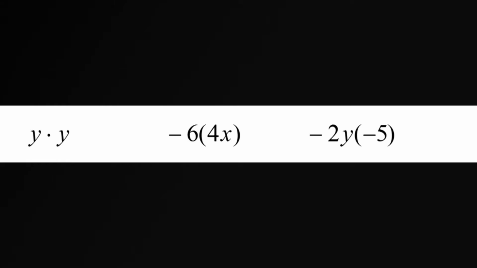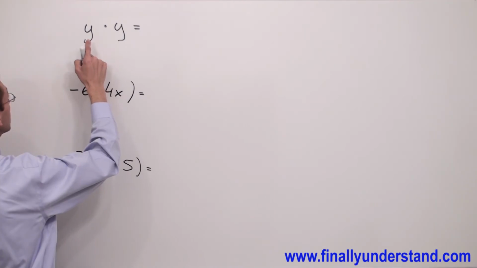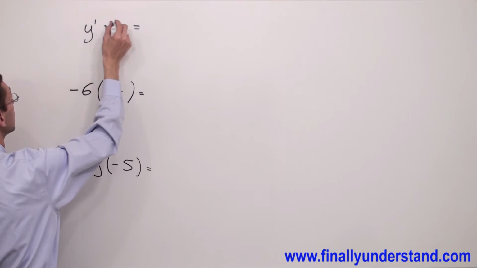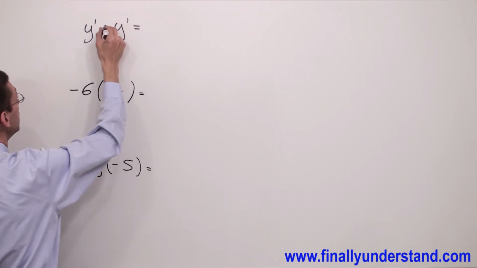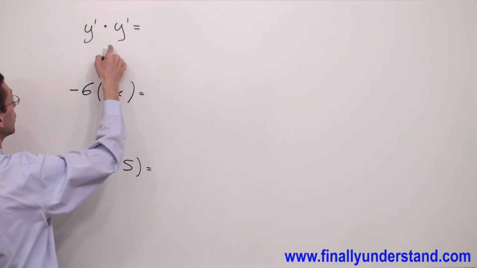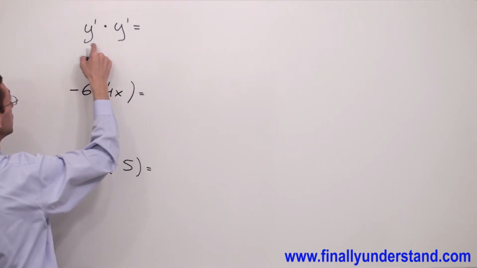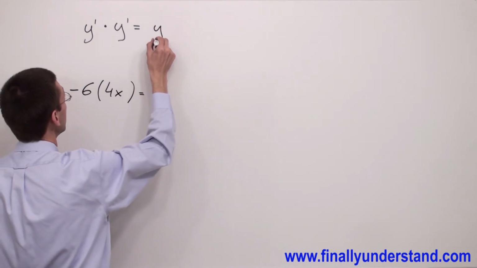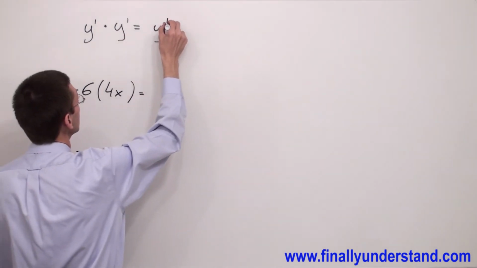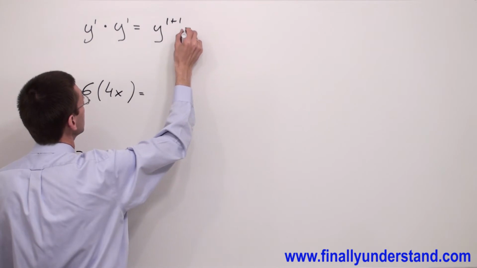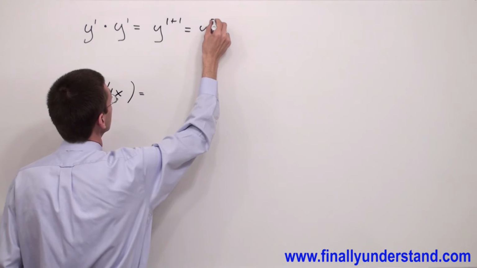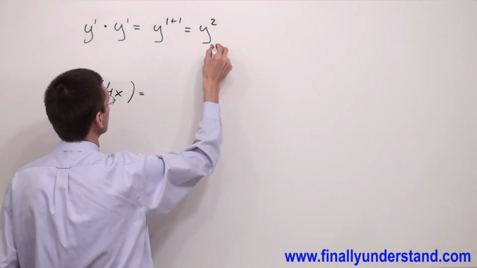y times y. Remember, anytime we do not see an exponent next to the variable or to the number, there is always an invisible one. Anytime you multiply variables or numbers with the same base, in this case my base is y, you're supposed to keep the base and add the exponents, 1 plus 1. My answer is y to the second power, because 1 plus 1 is 2. This is the solution.